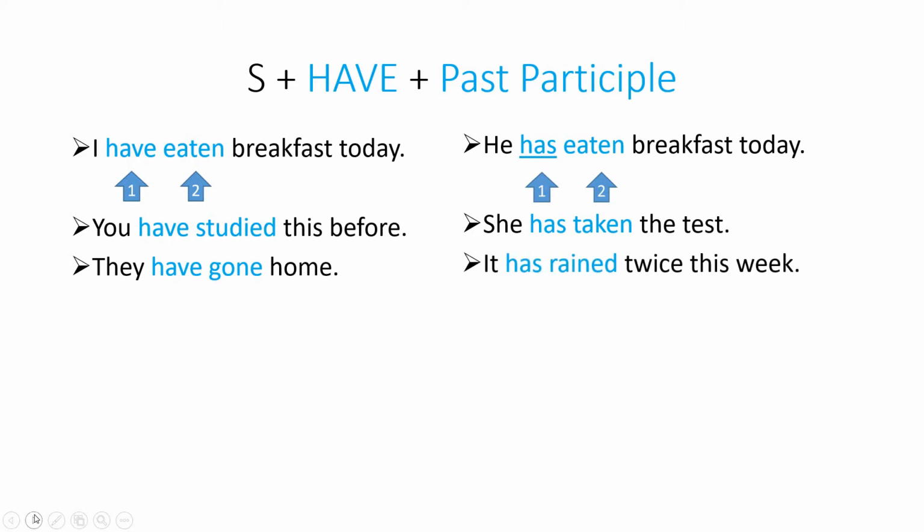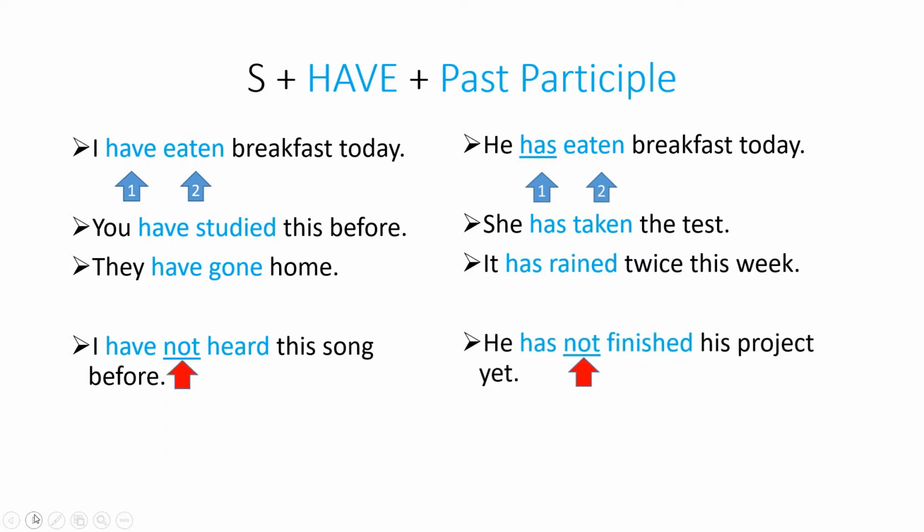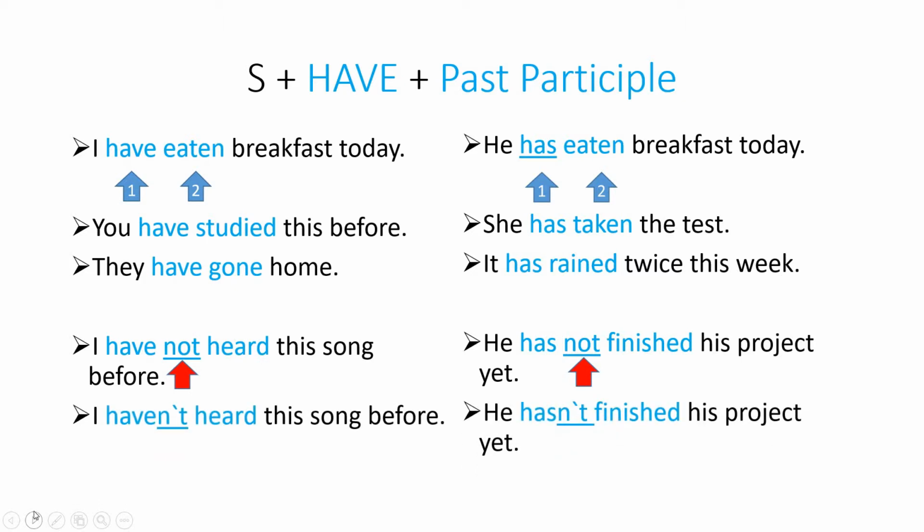Well, what about forming a negative sentence? I have not heard this song before. He hasn't finished his project yet. Simply insert not after the helping verb. Or we can use a construction which is in shortened form. It is common to use a construction in spoken English.